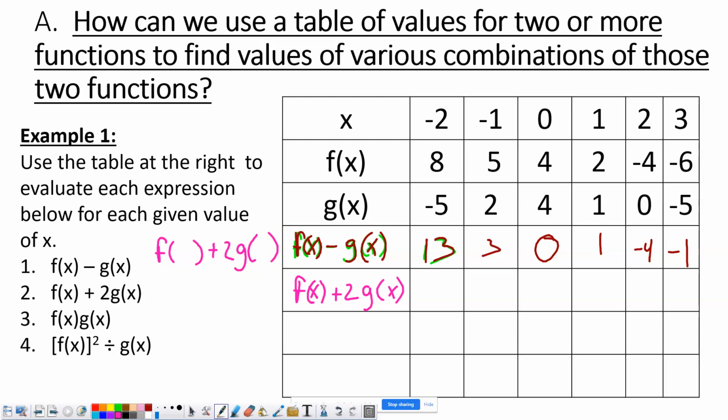All right, so if I want to fill in this spot here, I'm working with the x value -2, right? So we're going to plug a -2 in. F of -2 is 8. And what's g of -2? Well, g of -2 is -5. So now we have 8 plus 2 times -5, which is -10. 8 plus a -10 is -2. There you go. Now, once again, you don't really need to show your work like that.